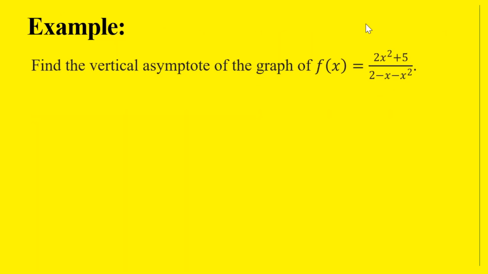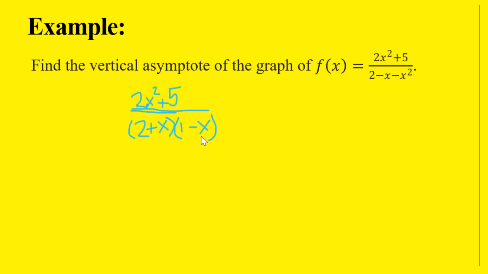Now let's take a look at this example. Let's suppose we have this function 2x squared plus 5 over 2 minus x squared, and we want to identify the vertical asymptotes. The first thing we need to do is take our denominator, factor that, and set it equal to 0. You will notice our numerator does not factor, so there's no way to factor that, and we just rewrite the numerator as is.